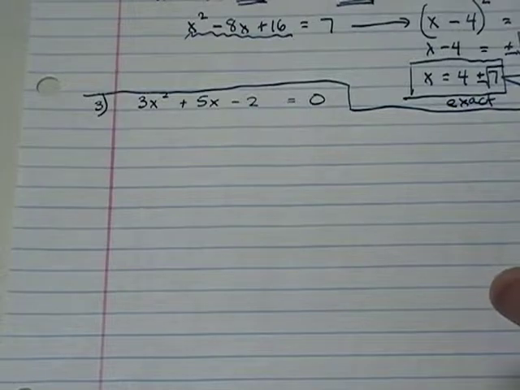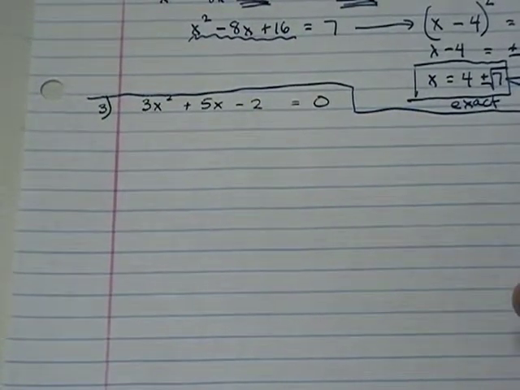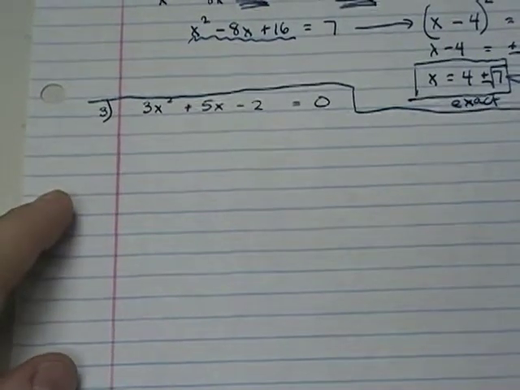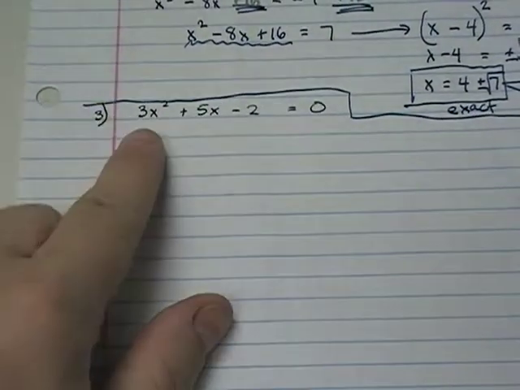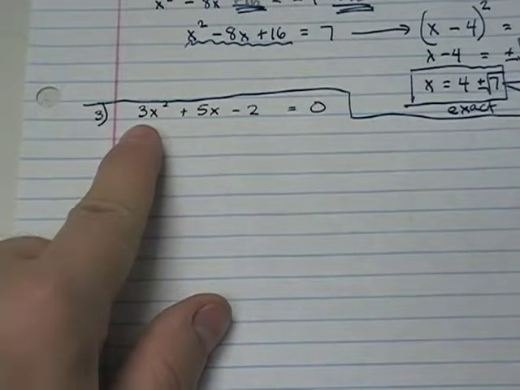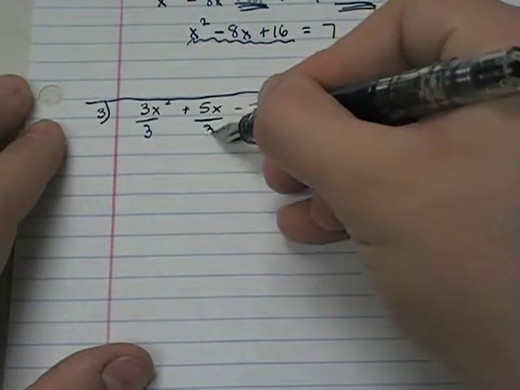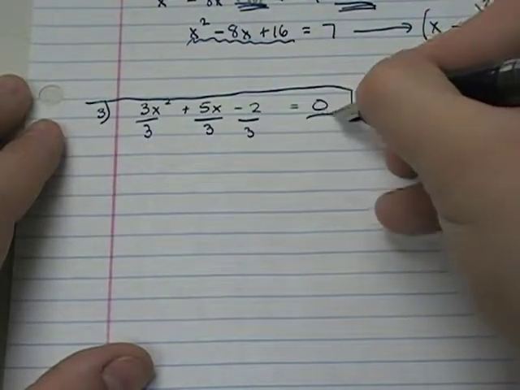Last one, final one here. We've got 3x squared plus 5x minus 2 equals 0. And one of the difficult things about completing the square is you usually end up with fractions. The reason for that is that for this method to work, the lead term, the highest order term here, has to have a coefficient of 1. So the way to do this is to divide everything in the equation by 3.